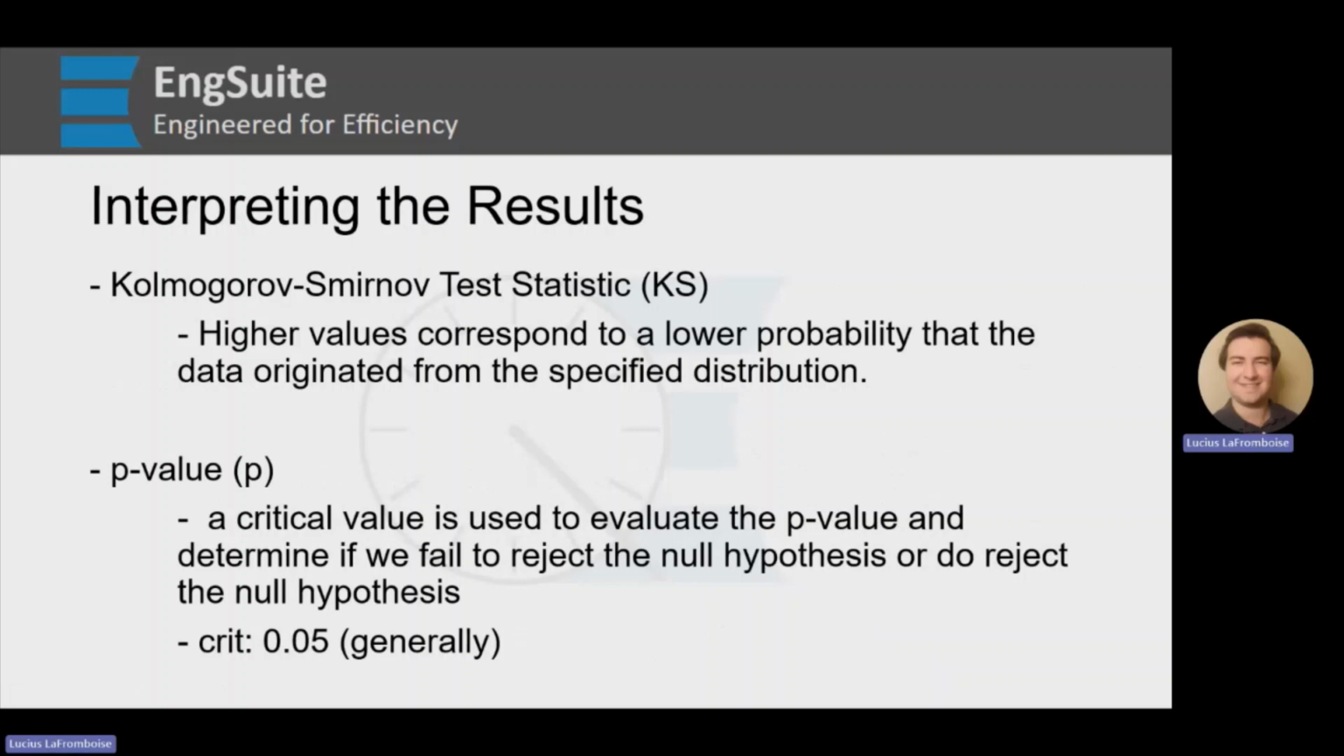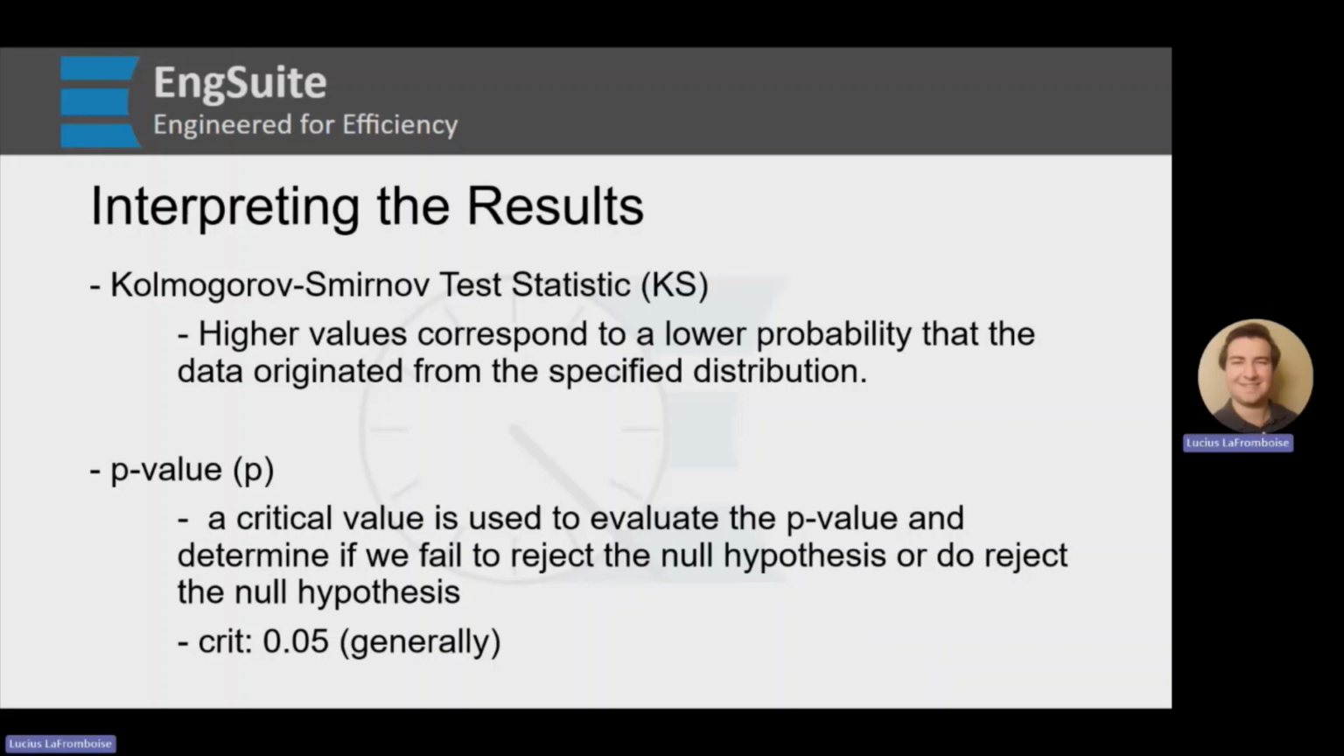Interpreting our results. Just like the Anderson-Darling test, which if you don't know much about that, make sure you check out this video where we go in depth in the math behind the Anderson-Darling test. But the KS test statistic, just like the Anderson-Darling test statistic, higher values correspond to a lower probability that the data originated from the specified distribution. So higher KS or AD test statistics mean that there is a lower probability, so they're more non-normal. There's more non-normality in your data.